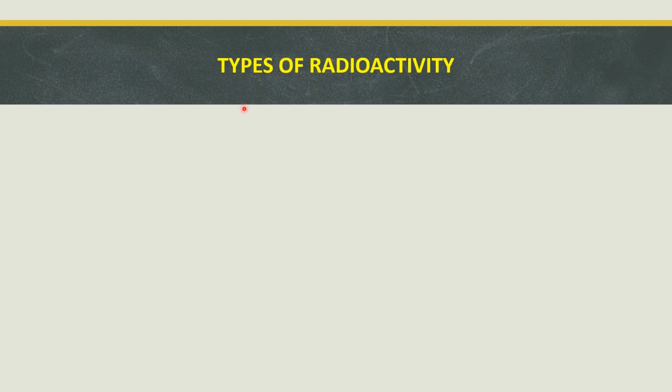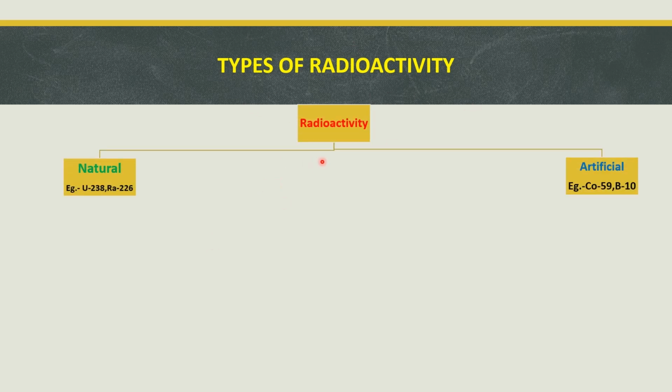Next is types of radioactivity. There are two types of radioactivity. First is natural radioactivity, second is artificial radioactivity. Natural radioactivity means elements such as uranium and radium, which occur naturally. These are naturally unstable nuclei, and to reach a stable condition, they emit some energy in the form of radiations. This happens naturally, so it is called natural radioactivity.